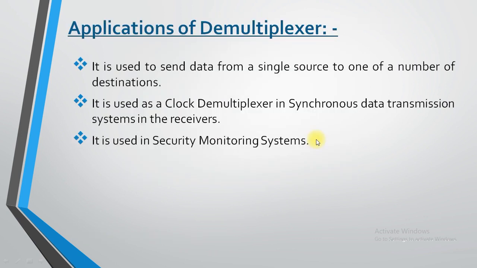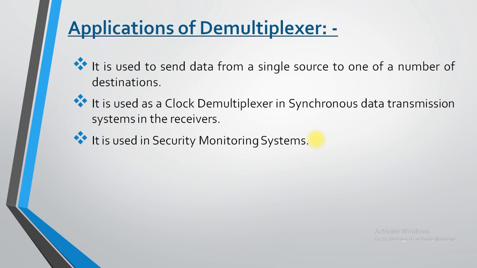Now the applications of demultiplexer. Demultiplexer is used to send data from a single source to a number of destinations. So when there is a requirement to pass data from a single source to the destinations, at that time demultiplexer is used.